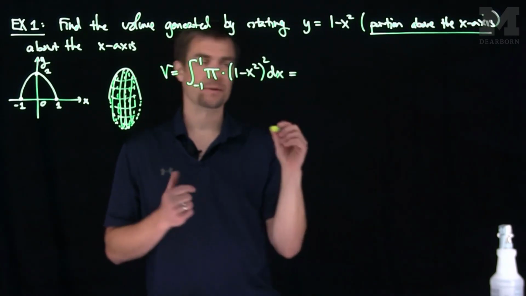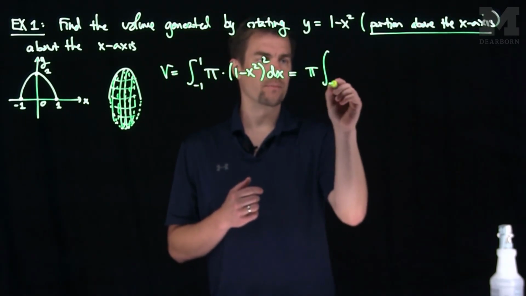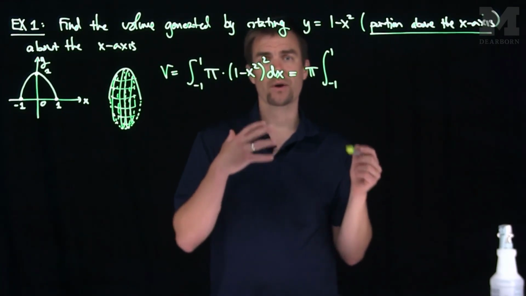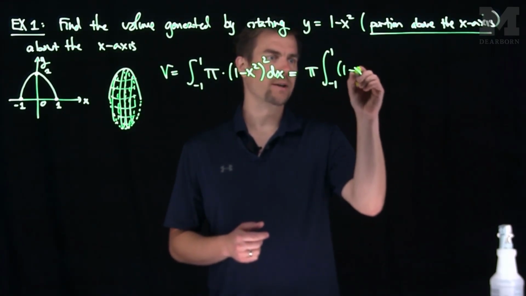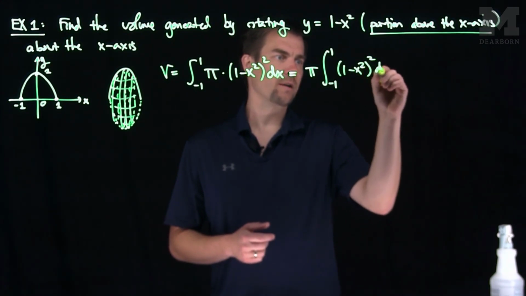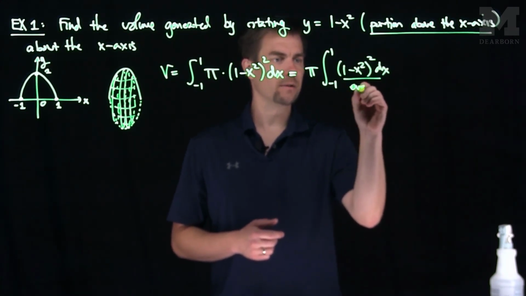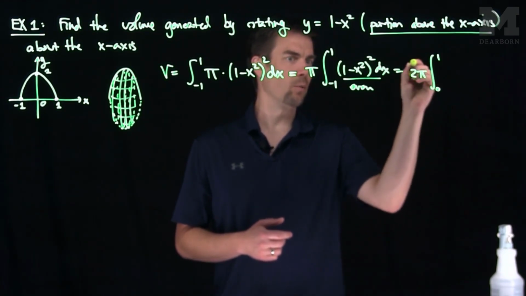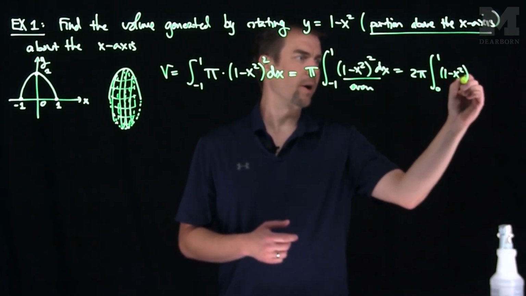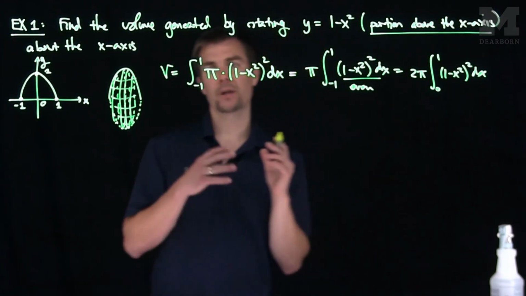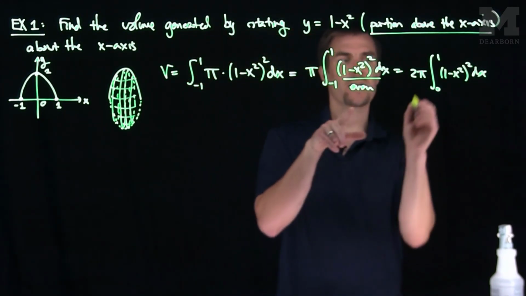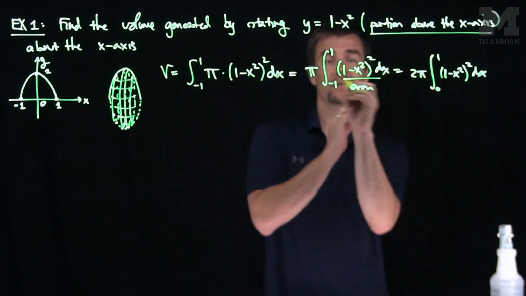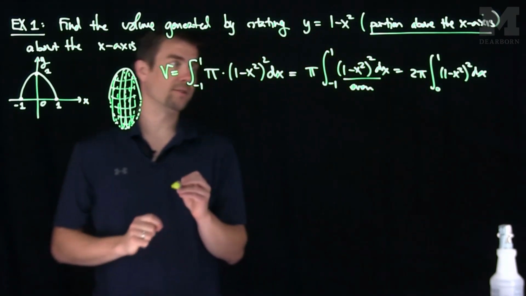The rest is calculus. This will be pi, the integral from -1 to 1. We can make one observation: this function, 1 minus x squared, quantity squared, is even. So I can write this as twice pi, the integral from 0 to 1 of 1 minus x squared squared dx. Make sure you understand this step: I changed the limits of integration from -1 to 1 to 0 to 1 because the function's even. Make sure you understand that step.